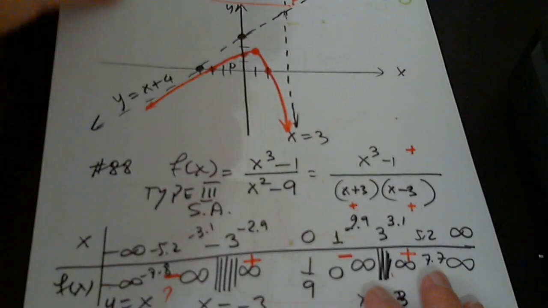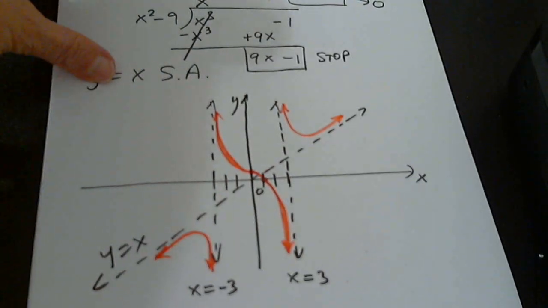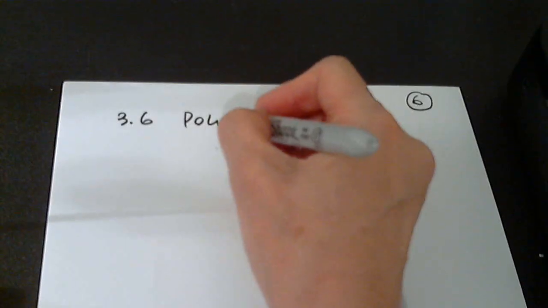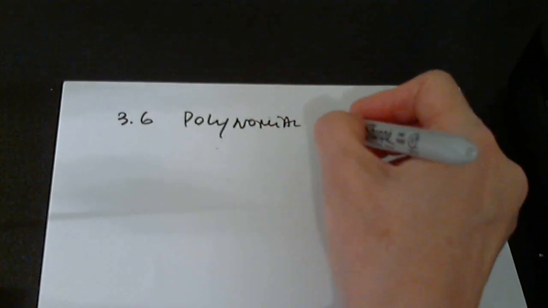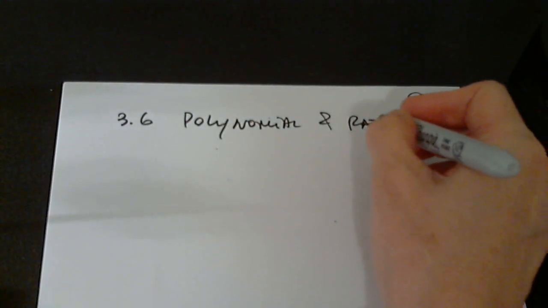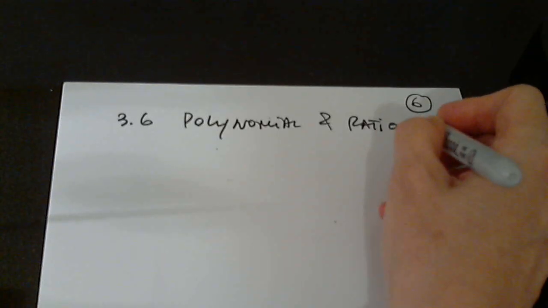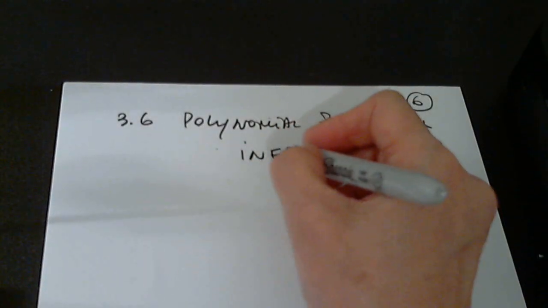And the last section of this chapter is 3.6. And which page am I on? I'm on page 6. So this is 3.6, polynomial and rational inequalities.